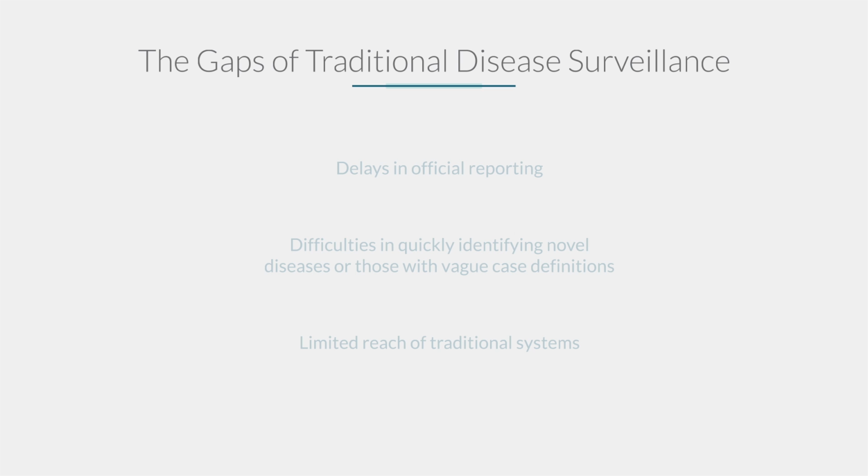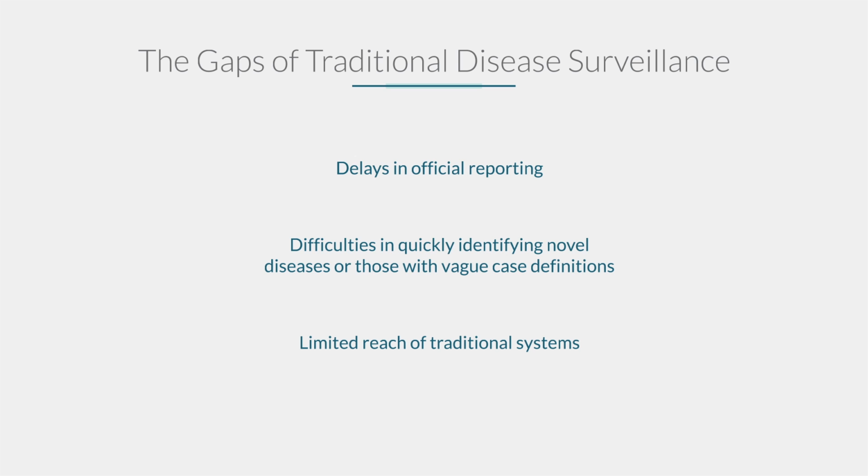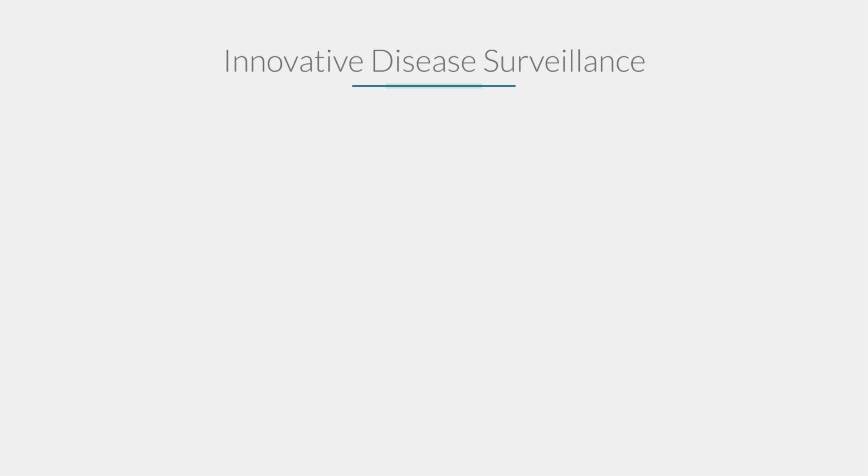As we discussed earlier, some of the challenges resulting from using only traditional disease surveillance are delays in official reporting, difficulties in quickly identifying novel diseases or those with vague case definitions, and limited reach of traditional systems. To help fill in some of these gaps, health professionals have started using what are referred to as innovative disease surveillance methods as a complementary addition to traditional disease surveillance.